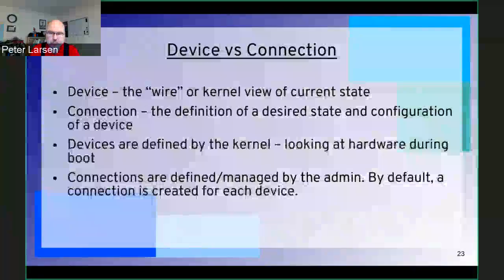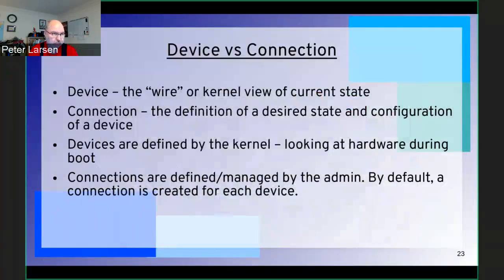So device and connections, I try to do that in a diagram, right? But to me, it's sometimes a little bit hard to grab why there's two instead of one. Because in essence, I have an interface that has an address. Why do I have two different components in Network Manager to deal with that? And the way I look at it is that the connection is your desired state and the device is the current state. Now, they're typically the same, but they don't have to be. Depending on how you make the changes, or particularly if you did them without telling Network Manager about them, you will see two different things.